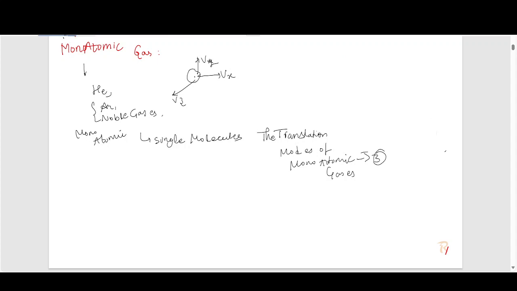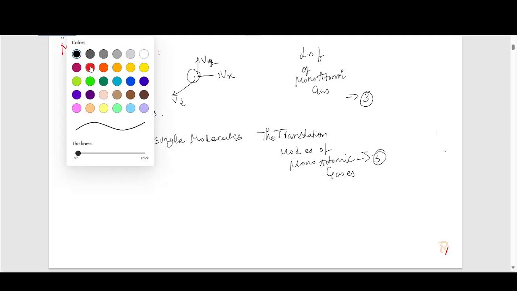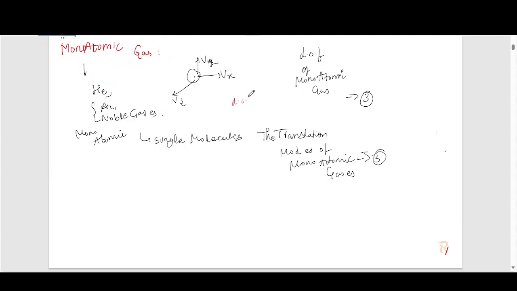Sorry for the voice break. Okay. Let us talk about the degree of freedom of a monoatomic gas, which is 3. The degree of freedom of a monoatomic gas is 3.